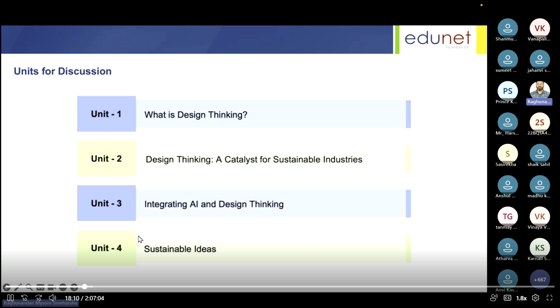So what are the things that we are going to discuss and try to understand? We have divided them into four units here, as you can see. So what is design thinking? What exactly is design thinking and how is it going to help us with respect to sustainable industries, right? And also integrating AI and design thinking, and sustainable ideas. So these are all the things that we are going to cover in this particular session.